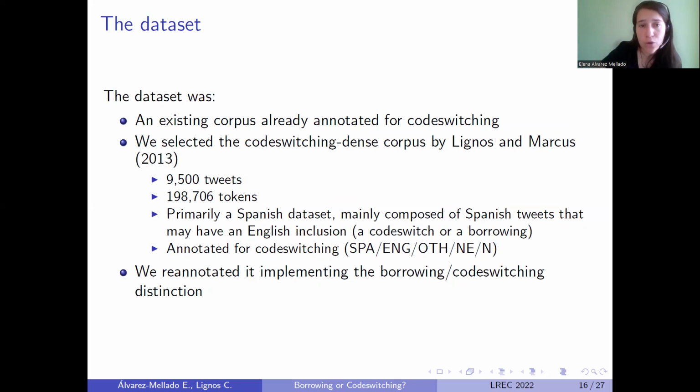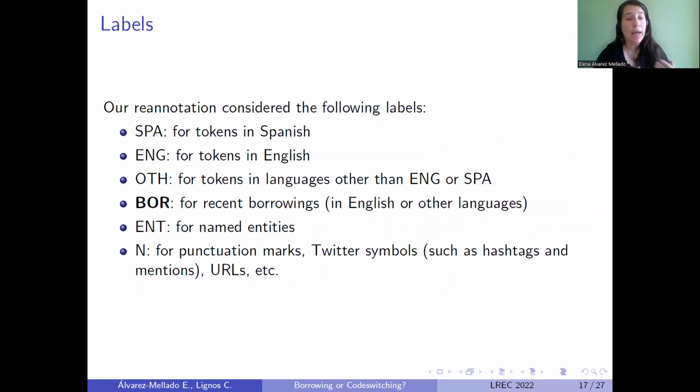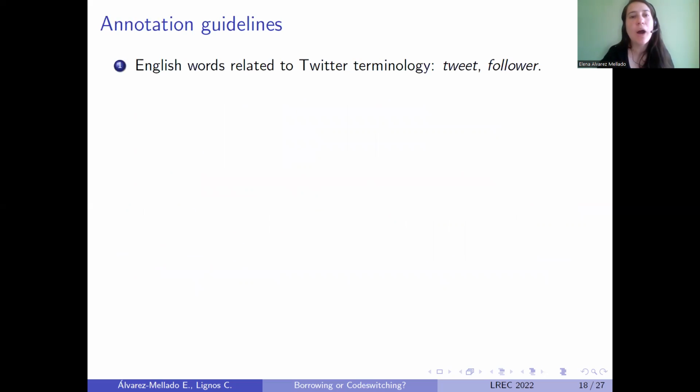And what we did was we used this already existing corpus and re-annotated it, implementing the borrowing versus code switching distinction. So our labels contain a borrowing label that the previous annotation didn't include, for recent borrowings, so words in English or other languages that could be a borrowing. Also, we kept the Spanish label for Spanish sections, and English for true code switches and things like that. So how did we decide what was going to get labeled as borrowing versus a true code switch?